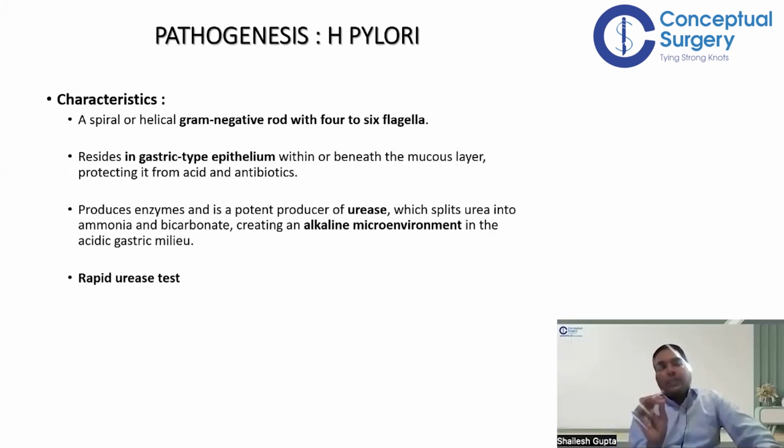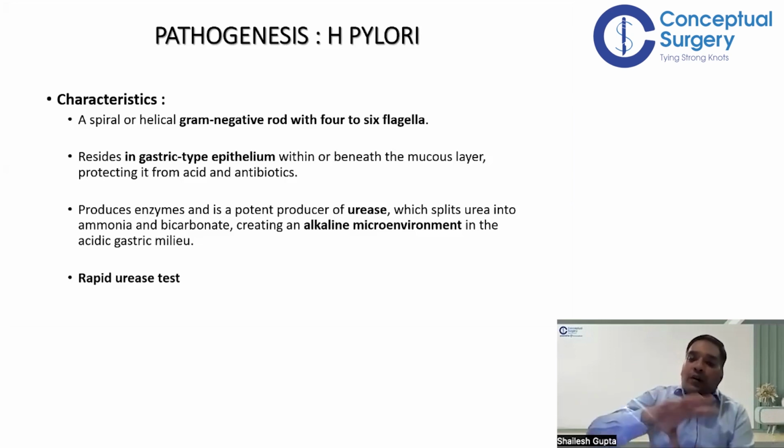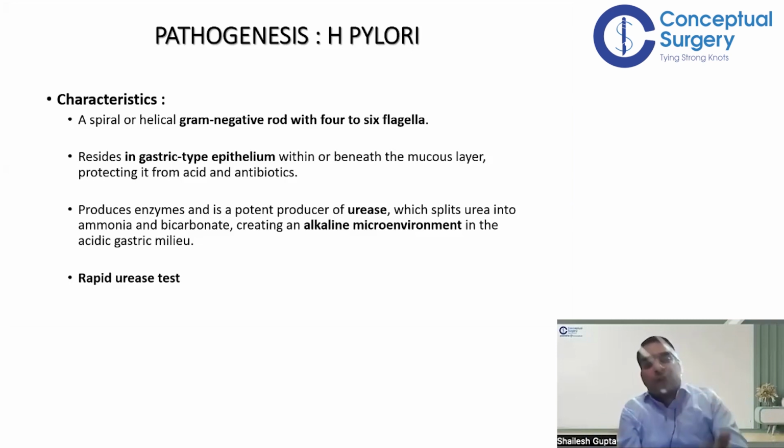So H. pylori is a gram-negative rod with 4 to 6 flagella, right? It resides in the gastric type epithelium within or beneath the mucous layer, and this mucous layer protects it from the acid, antibiotics, right? And it produces the enzyme urease, which splits the urea into ammonia and bicarbonate. Because of this bicarbonate, there is an alkaline microenvironment in the acid gastric villi. So this is how the H. pylori protects itself by creating an alkaline microenvironment around itself. Number one, also it lies beneath the mucous layer. So the mucous layer is also protecting it.